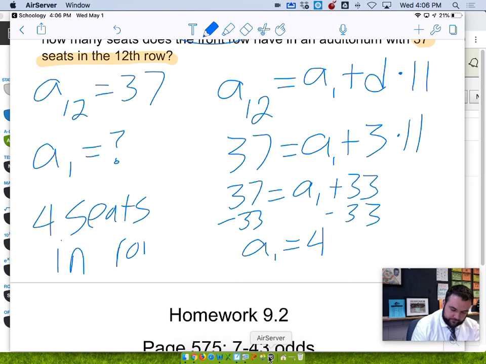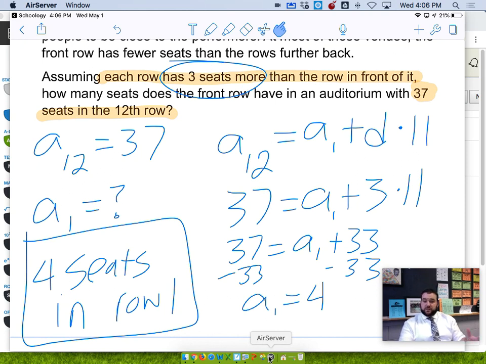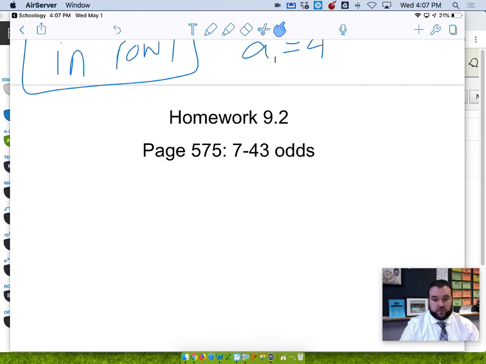So there's a couple different ways that we can use arithmetic sequences to be able to answer some questions, both word type problems and things that aren't word problems.